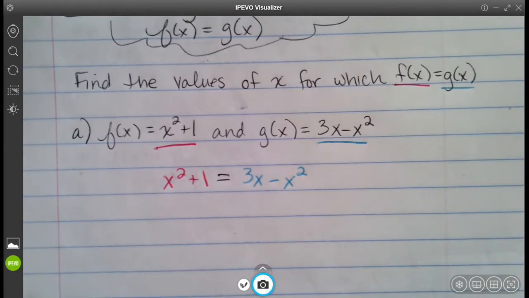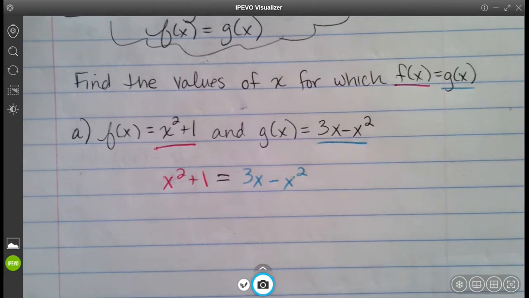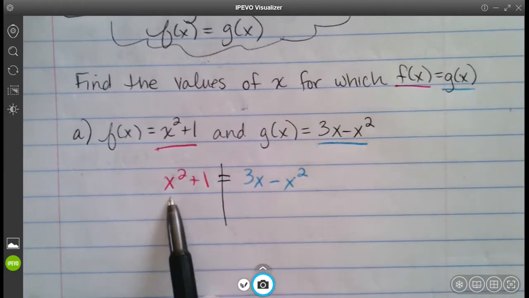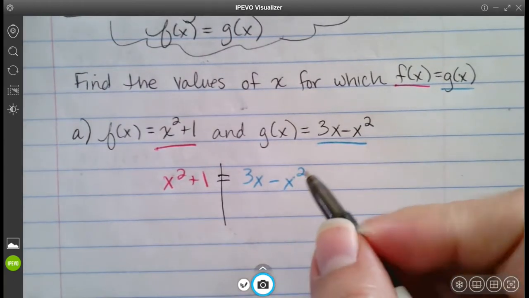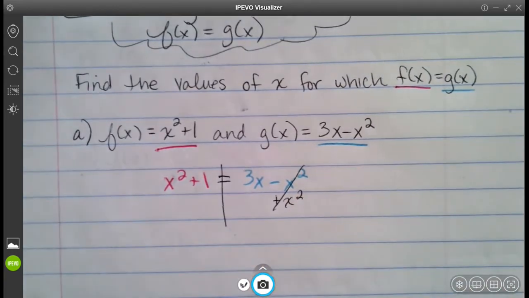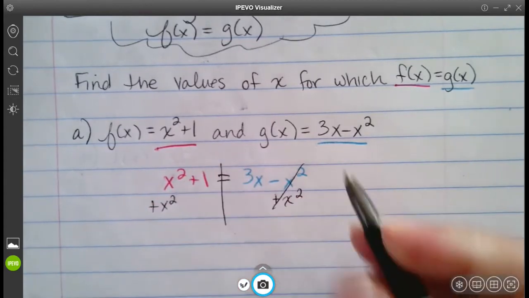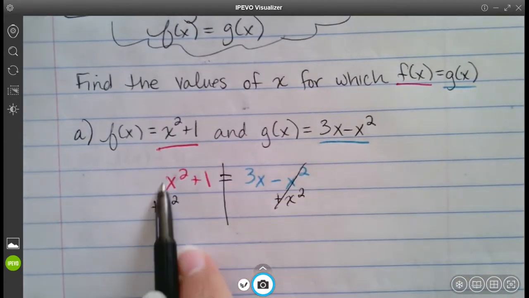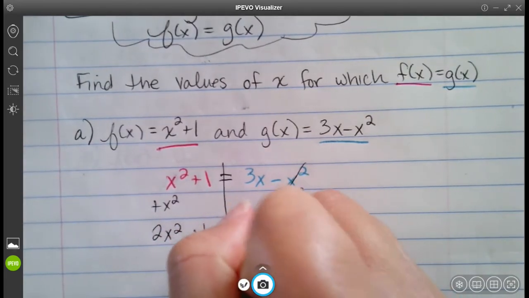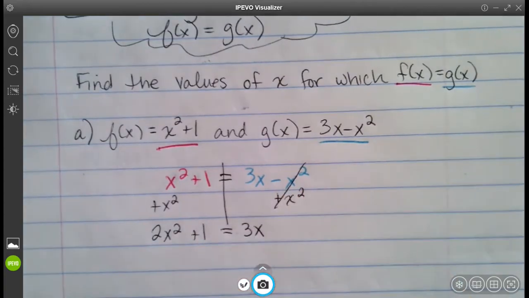And we're just going to solve for x, and we're going to see what x is equal to for this to be true, okay, because that's what we're looking for, the values of x when these are equal to each other. So I'm going to start by combining like terms. I'm going to move everything from the right side to this side, because they're both x squared, so it's not really going to help us if we do a negative. So positive x squared, that's gone, positive x squared. And that's going to give me 1x squared plus another x squared is 2x squared plus 1 equals 3x.